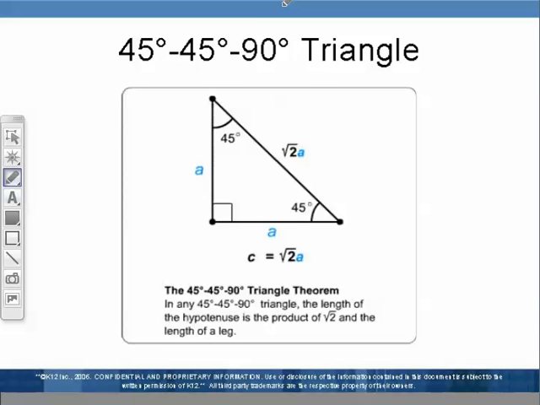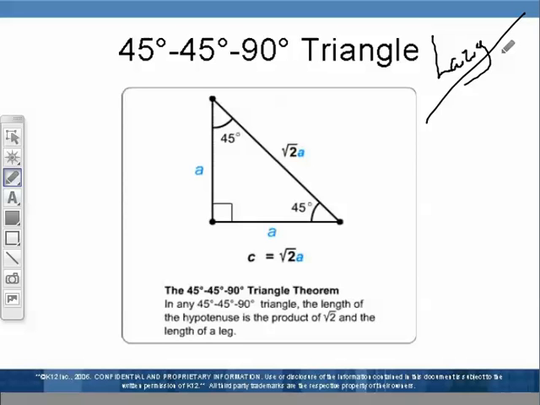Okay? Now, we're going to jump right from looking at that into some very special right triangles. Okay? Why are they special? Because quite honestly, I'm lazy.